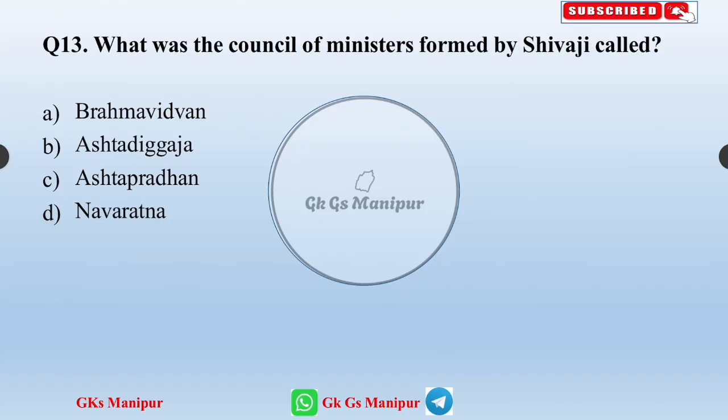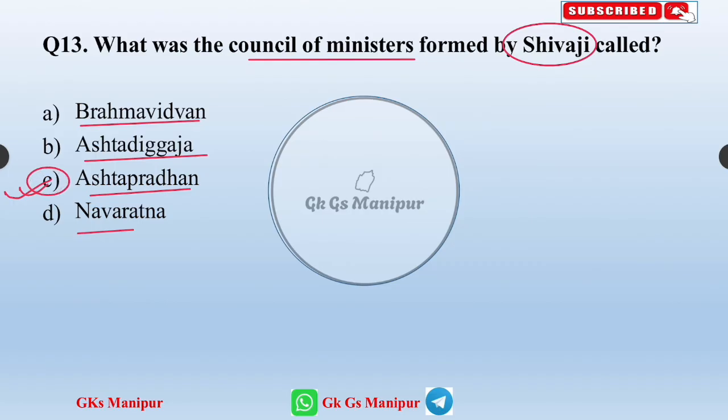With this next question, question number 13, what was the Council of Ministers formed by Shivaji Maharaj called? Asta Pradhan is the correct answer. Option number C is the correct option.